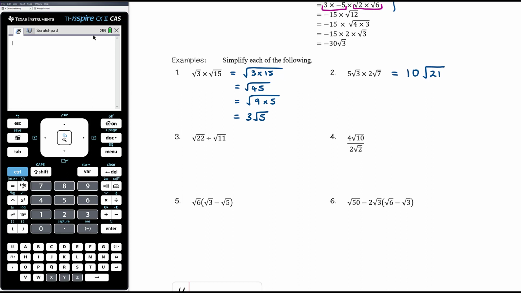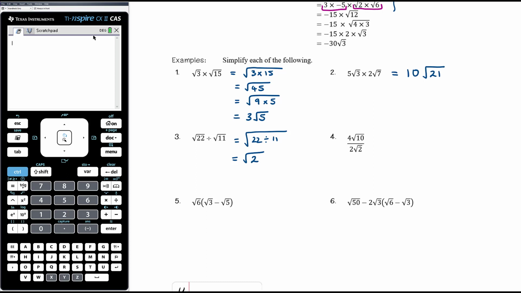Root 22 divided by root 11. Okay, so we can just do this as root of 22 divided by 11. When we have multiplication or division, we can split up or put together our surds in this way. 22 divided by 11 is 2, and so that is just root 2. Root 2 is a simplified surd.